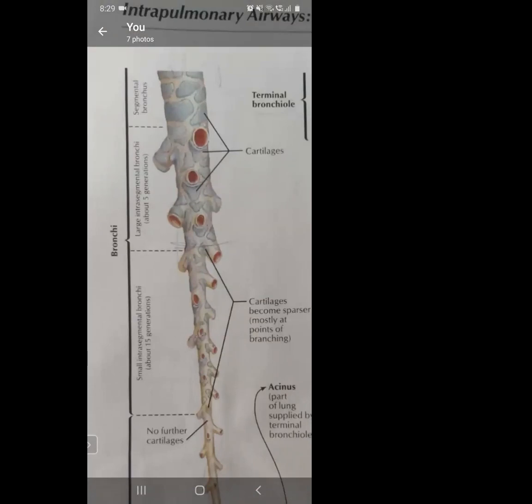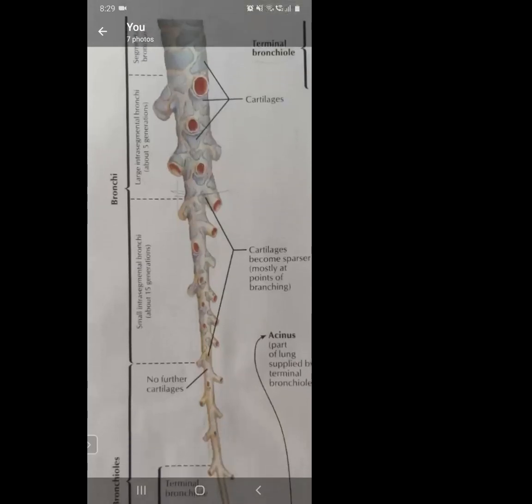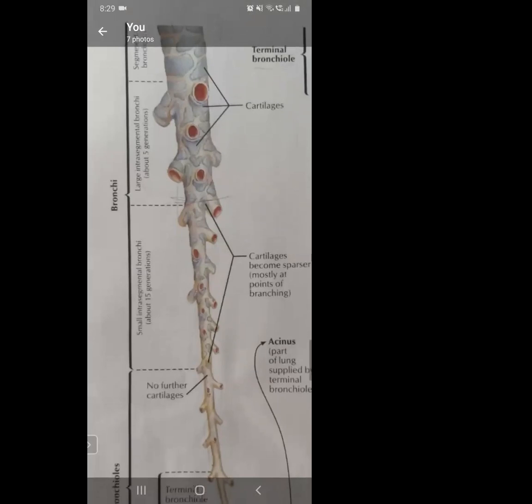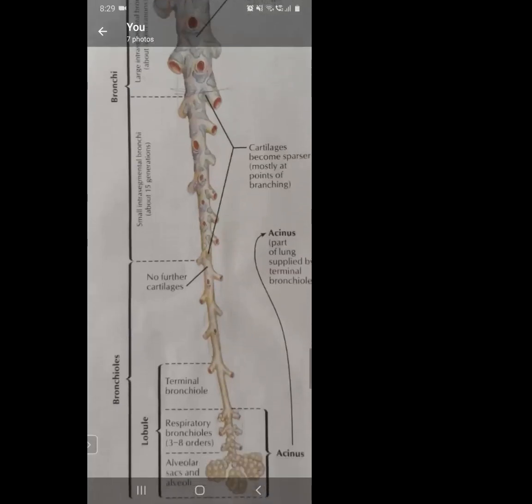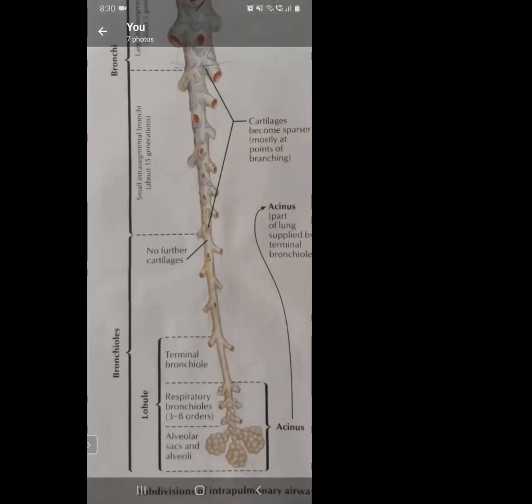And as we are proceeding down, you can see that the amount of cartilage is decreasing. Can you see the amount of cartilage is decreasing as we are going towards the alveoli? And as the passage is getting narrower and narrower, till at this point there are no further cartilages. So it's simple membrane, right?